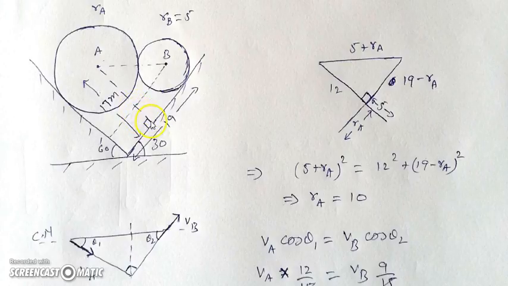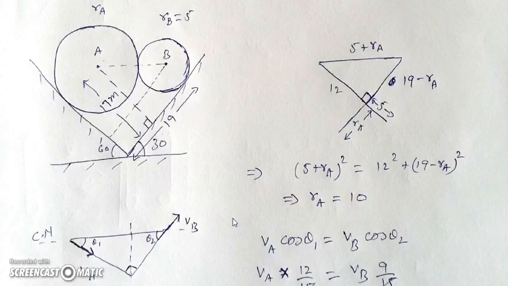So we can say this distance will be 5 as the radius of sphere B is 5. So this length will be 12, 17 minus 5. So I just draw this as 12. And let the radius of A be RA. Then this length will be 19 minus RA. This will be perpendicular. And the distance between their centers will be 5 plus RA, radius of B plus radius of A. As this is a right angle triangle, you can use the Pythagoras theorem to get RA as 10.